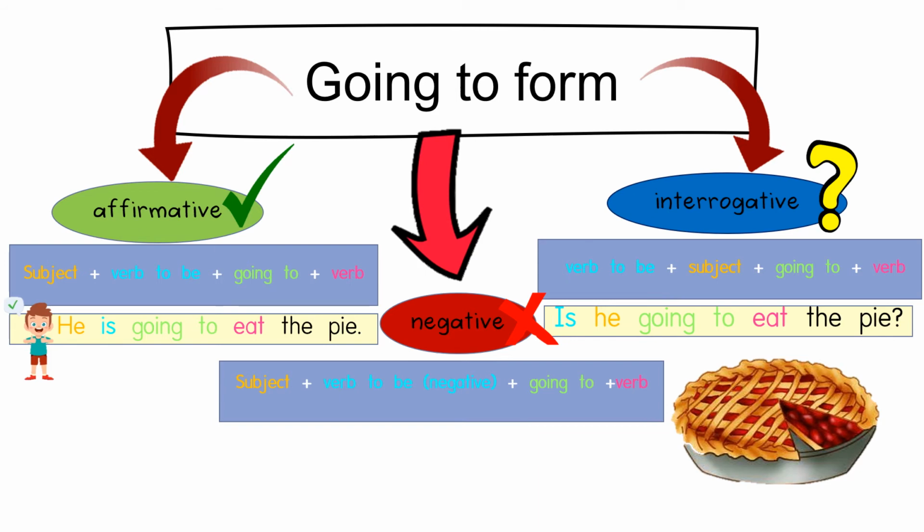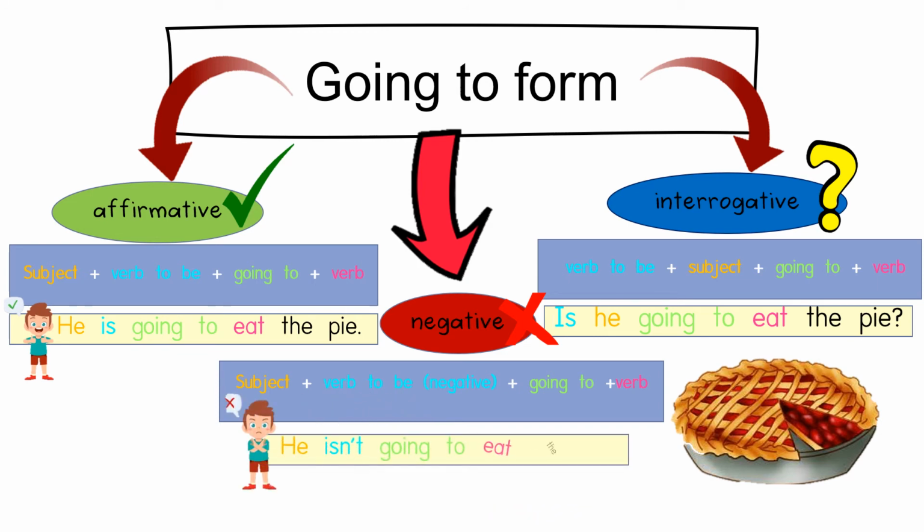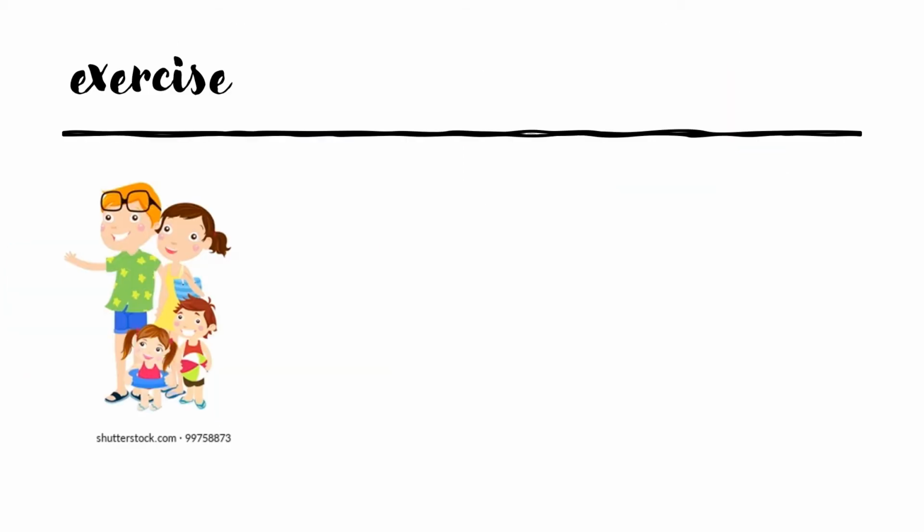Okay, now it's for the negative statement. The one where we don't want to eat the pie. So you may write like this: He isn't going to eat the pie. See, the verb to be is in negative. Is not, or you can also use isn't going to eat the pie. Okay, clear? Okay, let's move to the next slide.